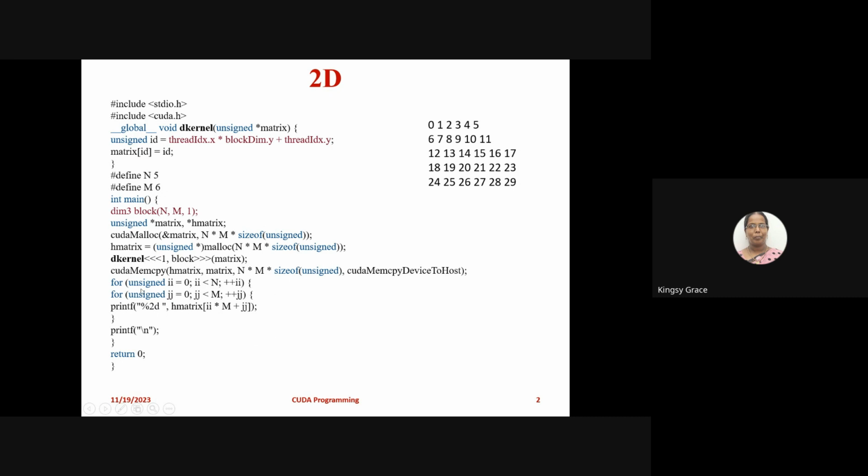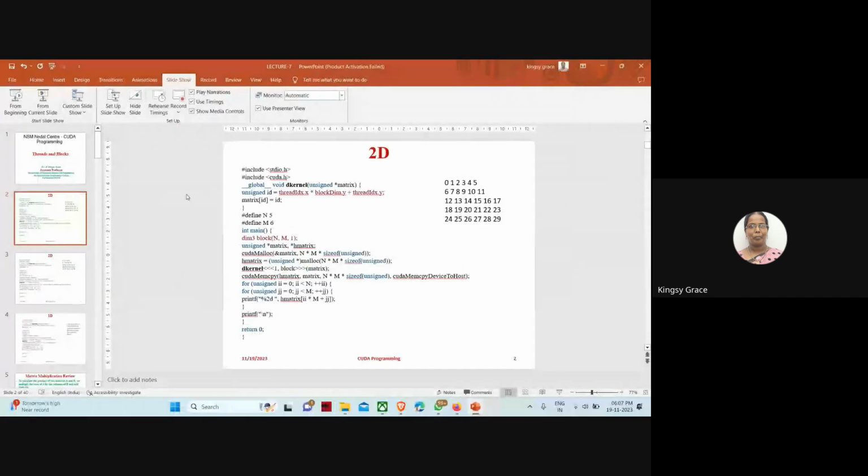Once all the values have been calculated and stored in the array, we copy all the data back to the CPU. Then we are printing, with loops less than n and less than m, multiplying i with m plus j. After that it will be stored. So you can execute this program.